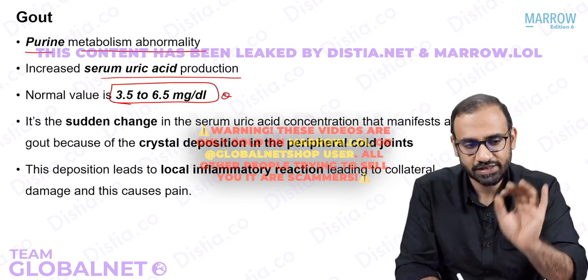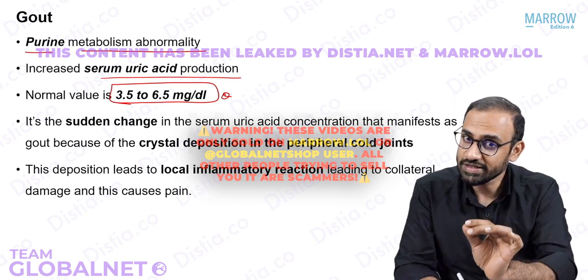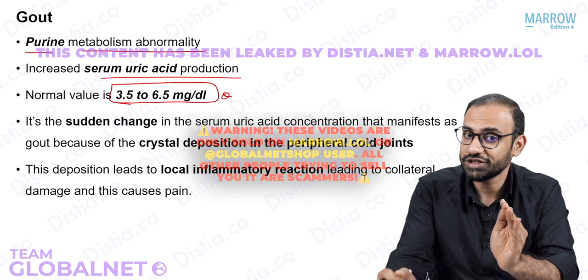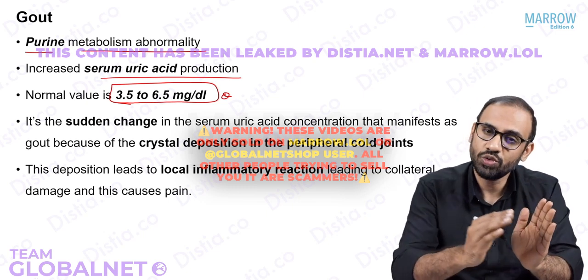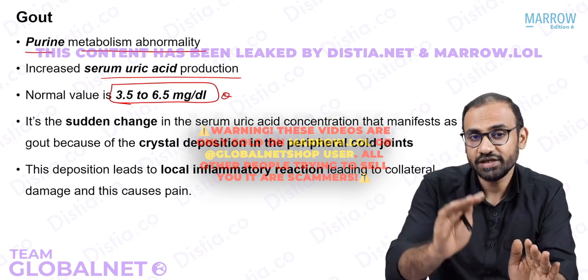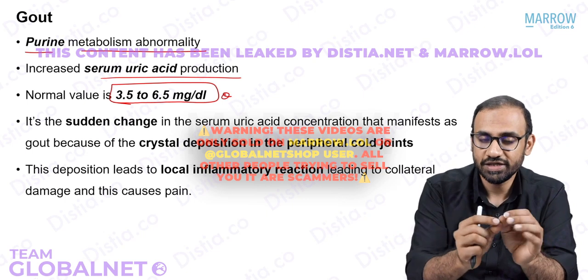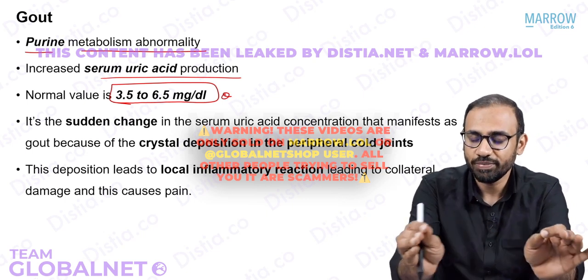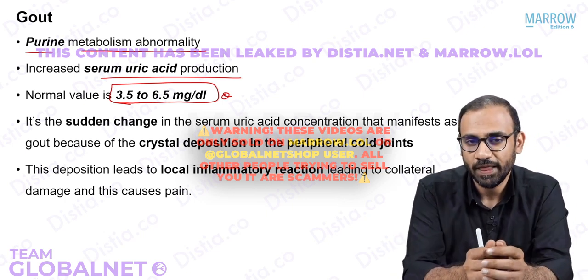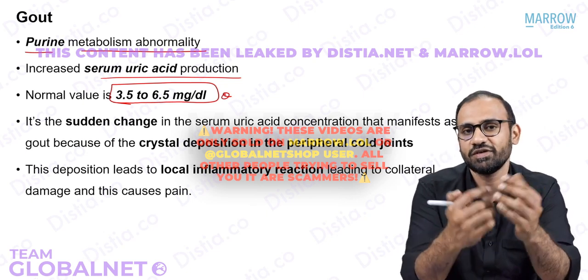It is essentially the sudden increase or the sudden decrease of serum uric acid that leads to the precipitation. Slow increase or gradual increase and gradual fall is not the problem. It is a sudden increase or sudden decrease of serum uric acid that leads to its precipitation into the peripheral cold joints. And once these crystals precipitate there, they cause inflammation.